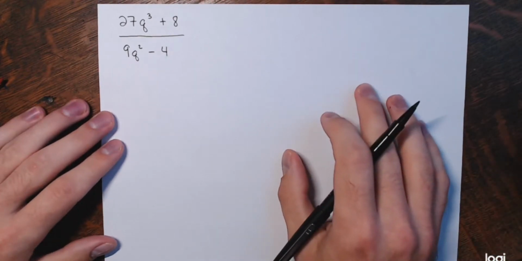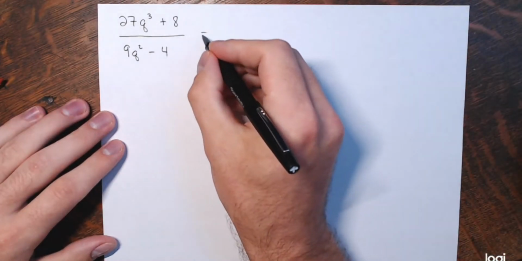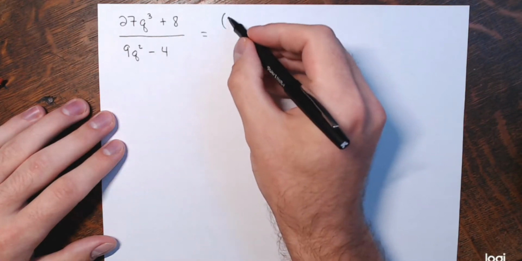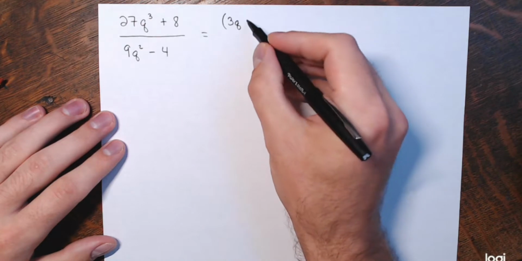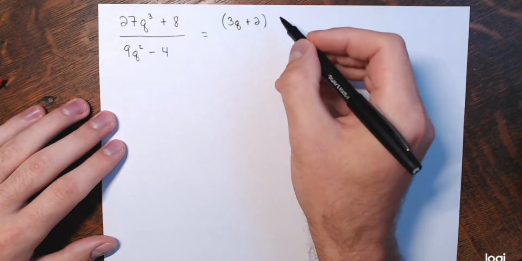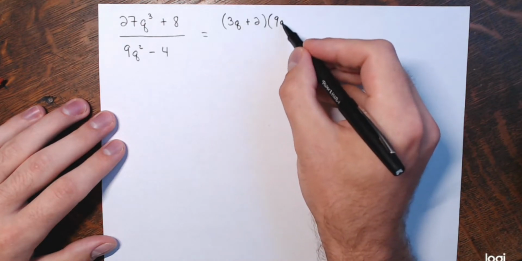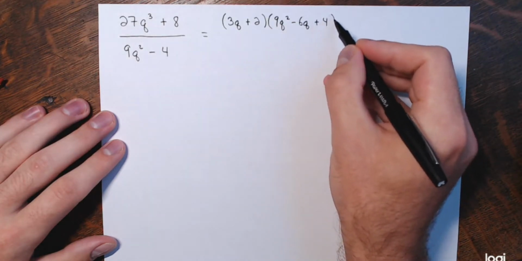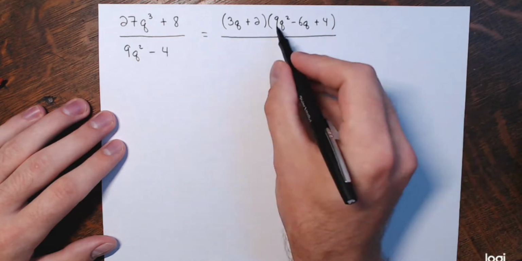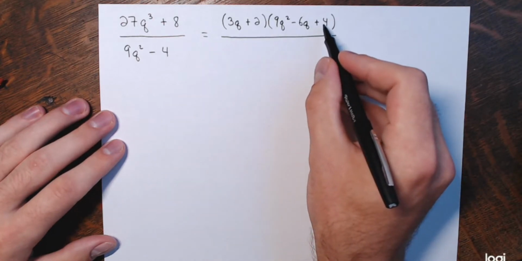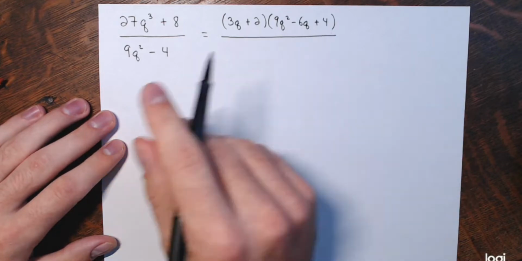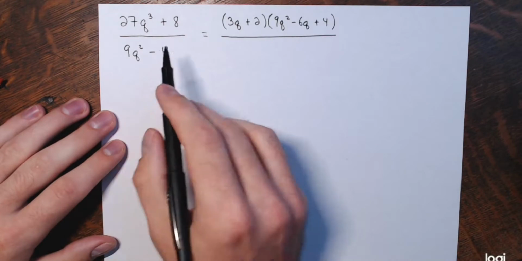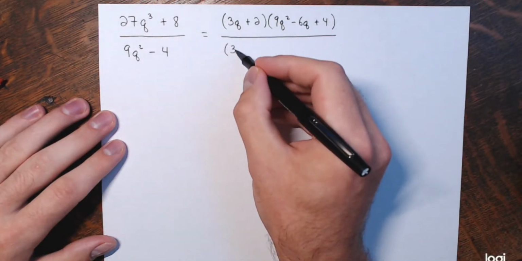Alright, so this one I'm going to rush through a little more quickly. The numerator is a sum of cubes. Again, I'm assuming you know how to factor, so this would factor to 3q plus 2 times 9q squared minus 6q plus 4. And I leave it to you to check that. And this 9q squared minus 6q plus 4 is not factorable, so that's as factored as this gets. Denominator is a difference of squares, would factor to 3q minus 2 times 3q plus 2.